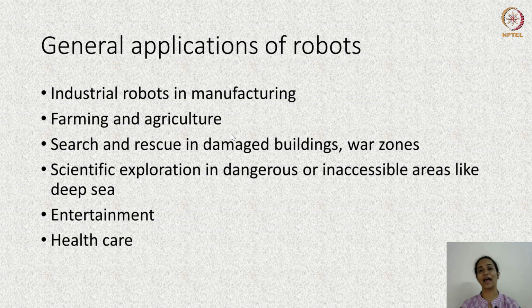We are also familiar with the application of robots in search and rescue in damaged buildings and war zones. Often, these robots are designed to go ahead of the human team members and then search for potential threats and then relay that information back to the human members and also look for survivors. Only if there is a presence of survivor in the area do the human members need to go into this building. Robots also find application in scientific exploration in dangerous or inaccessible areas.